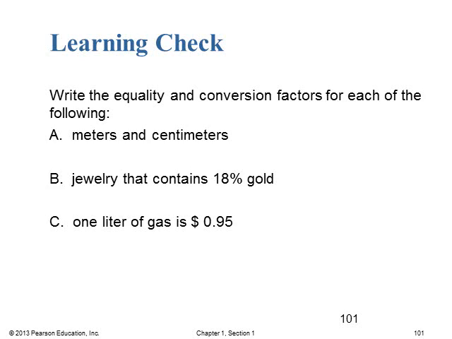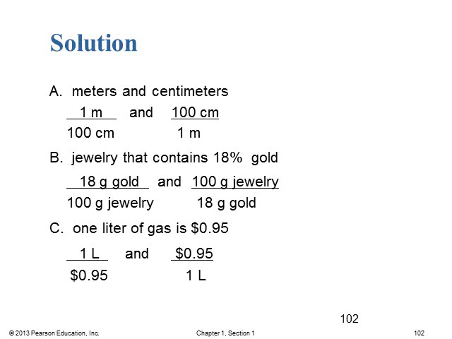All right, so write the equality and conversion factors for each of the following. I'm going to switch this up and just go along with the solutions so you can see. So meters and centimeters, we'll convert between meters and centimeters. The ratio you would set up would be either of these choices. Just recall that 1 meter is equivalent to 100 centimeters. So you can write it as 1 meter over 100 centimeters or 100 centimeters over 1 meter.